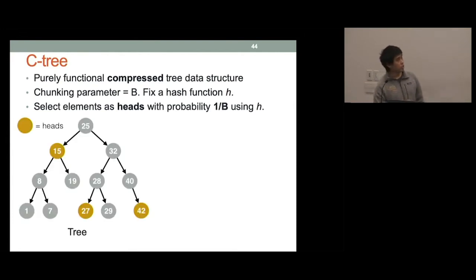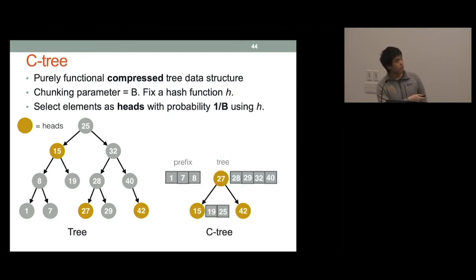So if this was our original tree, then we selected 3 of these nodes as heads, so the ones colored in gold here. And then in the C-tree, we're just going to build a tree on these head nodes. For all of the non-head nodes, we're going to attach them to the closest tree node that has a value smaller than it. So for example, here, nodes 28 through 40 get attached to the tree node 27 because it's the closest tree node that has a value smaller than it.